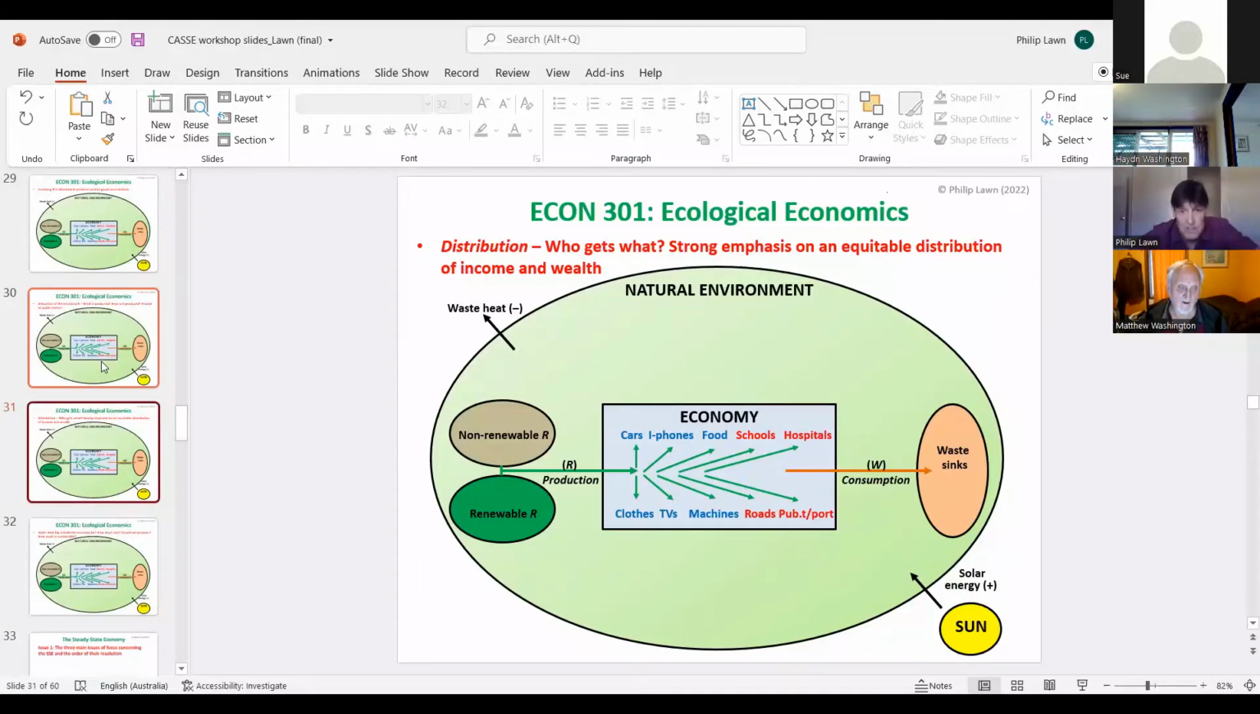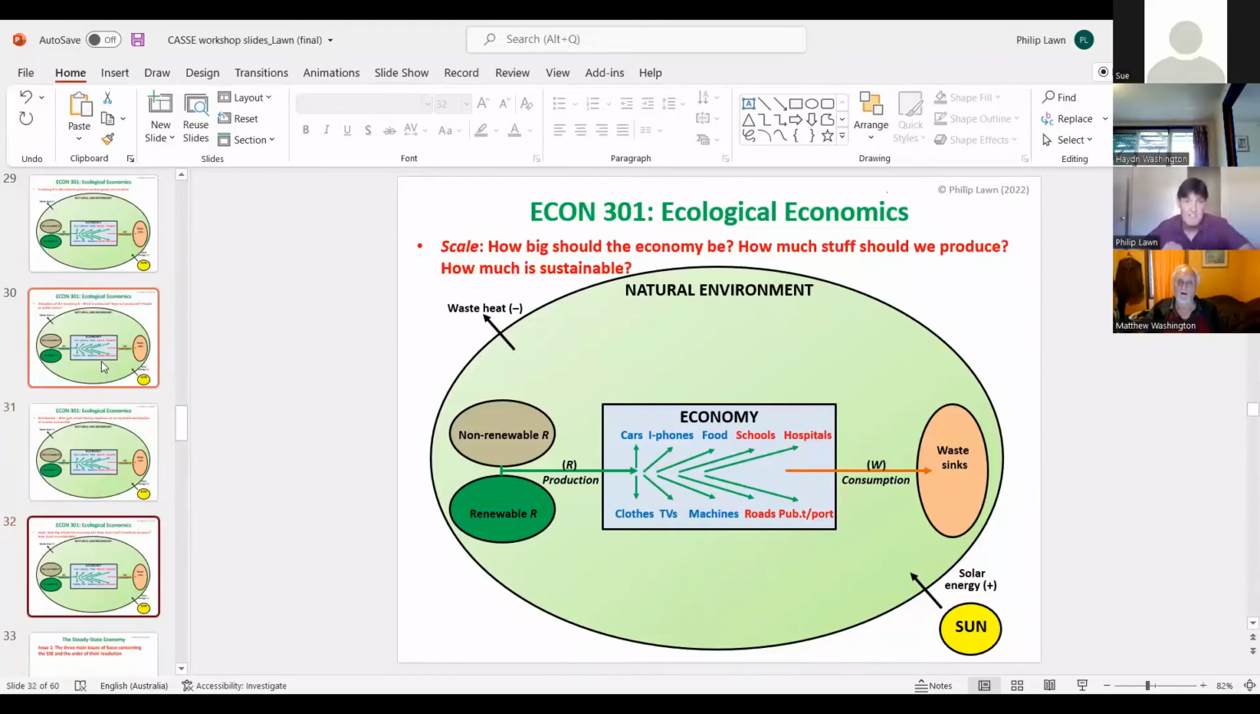The other important question from an ecological economic point of view, which is not considered as important from a mainstream perspective, is the distribution of goods and services produced. Who gets what? Should only a small percentage of the population get to consume and possess a large percentage of the quantity of goods and services produced, or should they be spread more evenly? So there's a much stronger emphasis on the equitable distribution of income and wealth with ecological economics than mainstream economics.